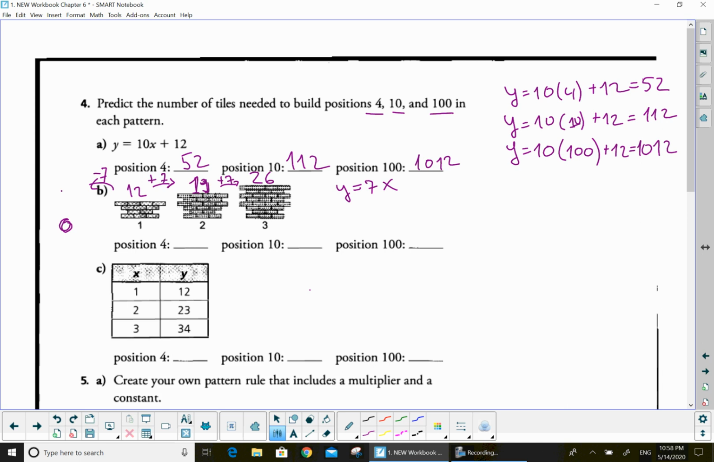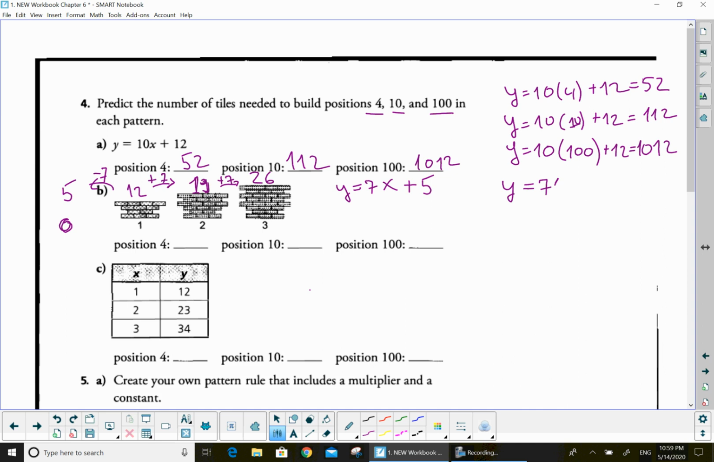7. And in this case, it's going to be that there's only 5 tiles. Oops. I should fix that. There we go, 5 tiles. So that means it's going to be 7x plus 5. Once I have this pattern rule, all I have to do is do the same thing that I did with part A and substitute position 4, 10, and 100.